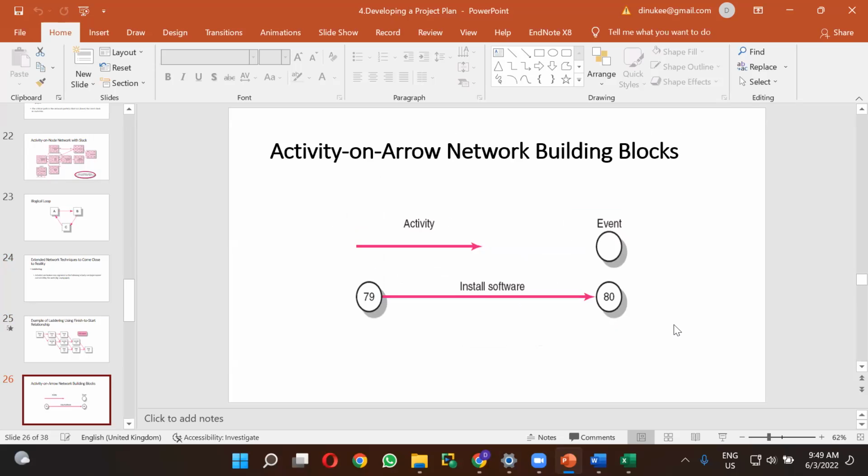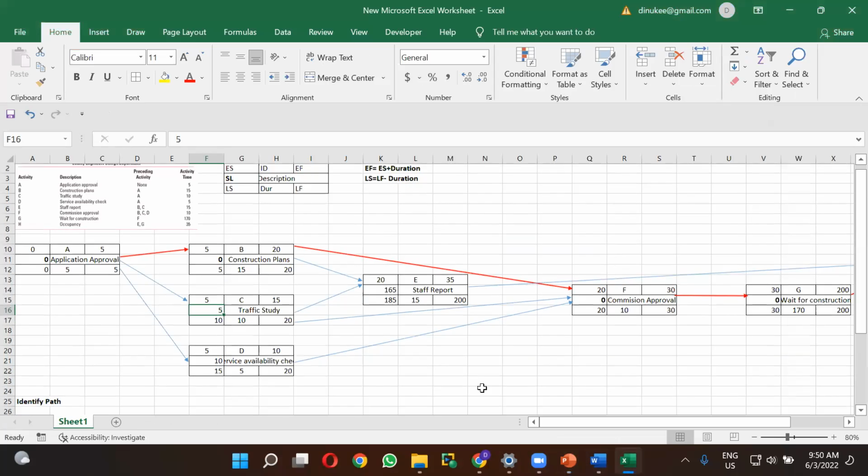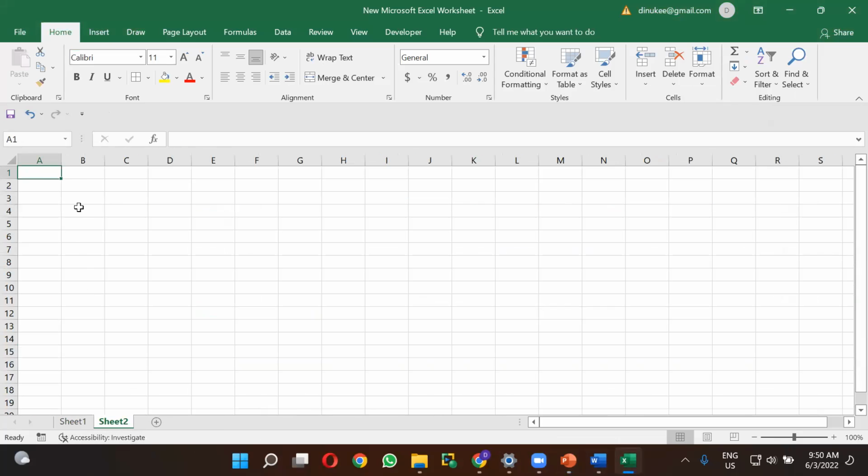So the next one I want to start is the activity on arrow approach. I will discuss the activity on arrow approach in the next lecture. But before that, shall I give one example to do at home and come? Can you write down this example? I will type those things very quickly. Do you have any lectures at 10?